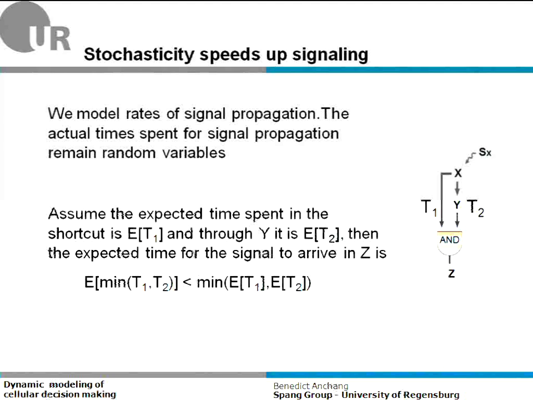So as I said, we model signal propagation rates, and the actual times remain as random variables. If we assume a simple feedforward loop here, and we assume that the expected time spent on the shortcut edge is ET1, and the time spent through Y is ET2, then the expected time for the signal to reach Z is definitely smaller than the expected time of the alternative paths. So in simulations or in practice, our model is going to predict longer time delays than expected. And this is what we call the stochasticity effect.